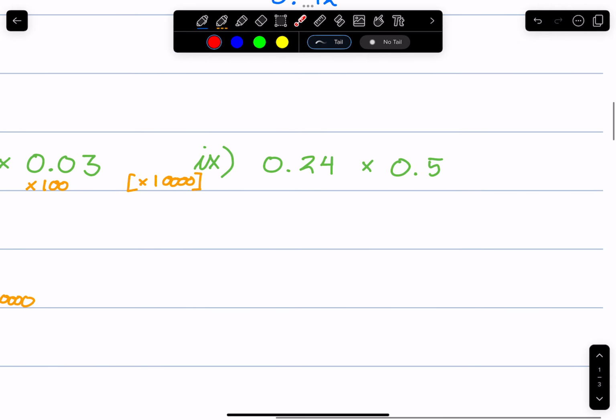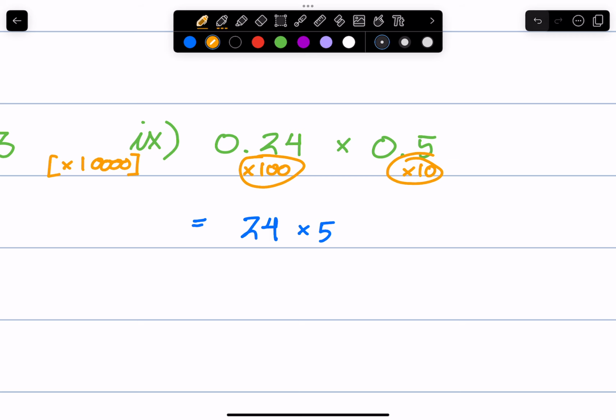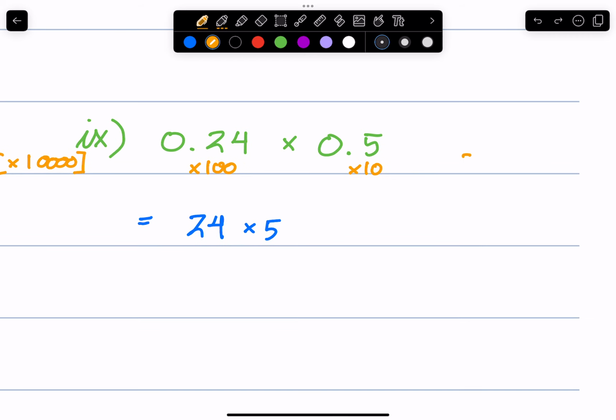Okay, let's keep going with these last examples. Once again for this, we'd want to move this decimal place 2 spots to the right. We times that by 100. And this one, we want to move 1 space to the right, so we multiply this one by 10. This gives us 24 times 5. We can just count how many zeros there are. There are 3. So in total, we've multiplied by 1,000. We will reverse this later.